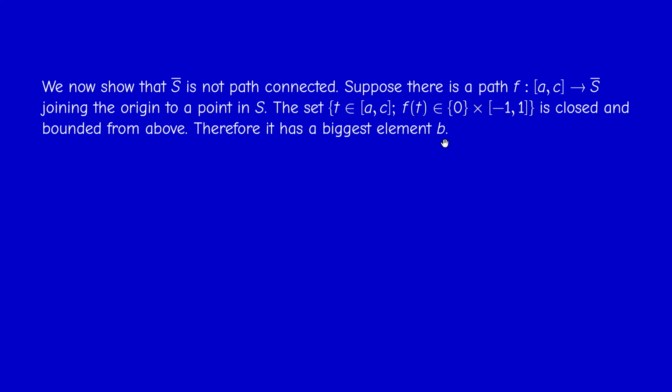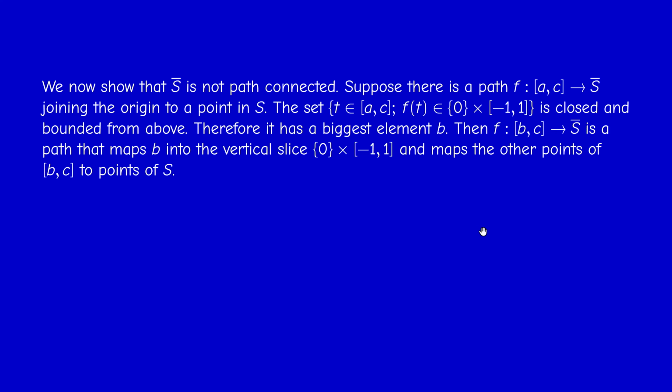Okay, so what does B mean? It's the last moment where the supposed path exits the red line and moves to the green line. Okay, this is the meaning of B. Now, if you consider the restriction of f to BC, then this path maps B into an element of the vertical slice and maps the other points of BC to points in S. Okay?